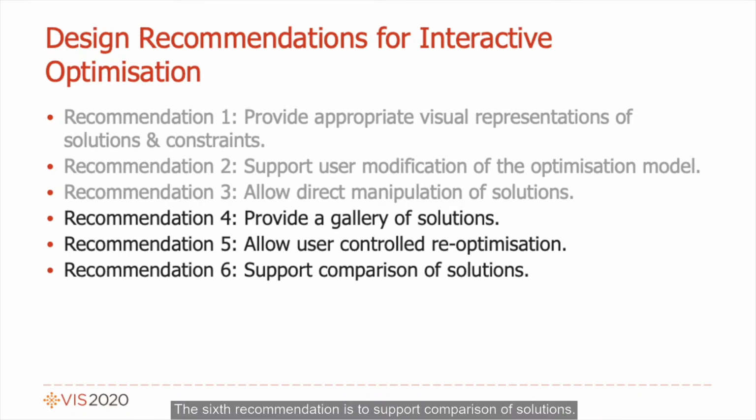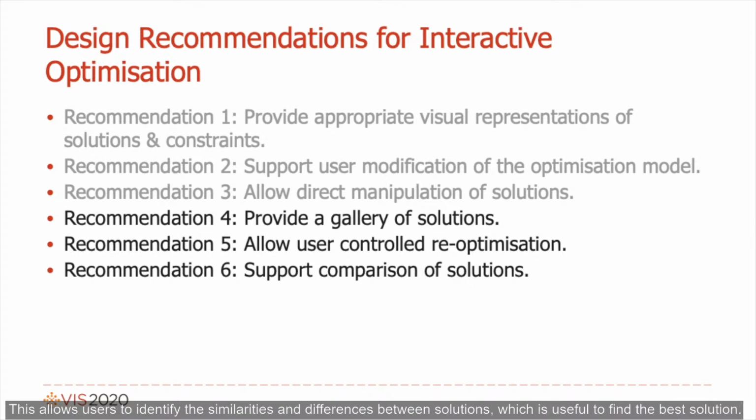The sixth recommendation is to support comparison of solutions. The system should allow 2 or perhaps more solutions to be viewed side by side. This allows users to identify the similarities and differences between solutions, which is useful to find the best solution.